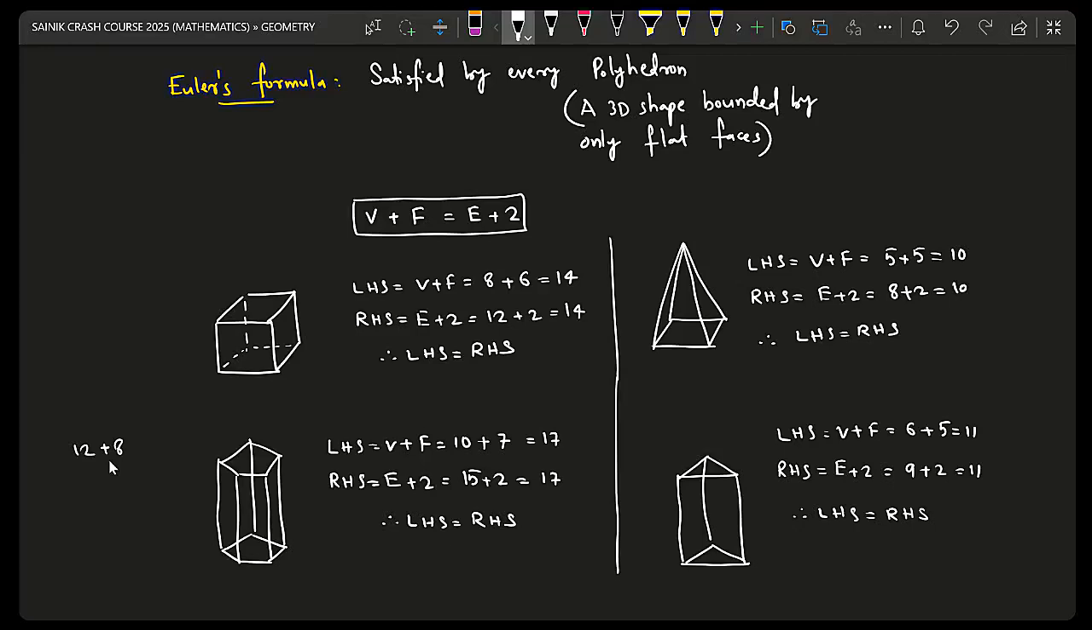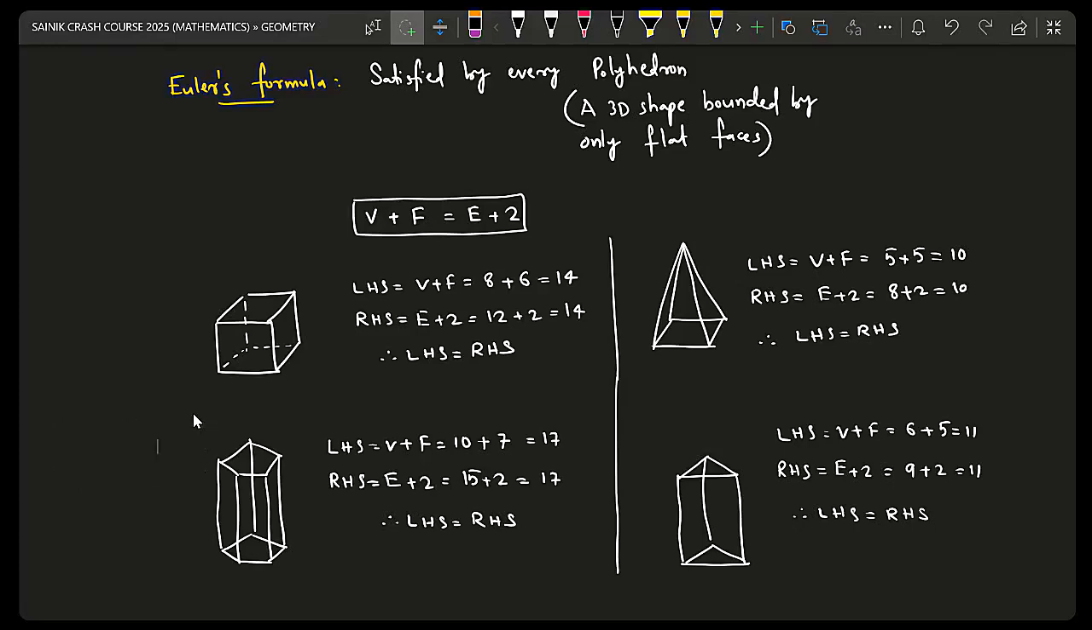Top is a face, bottom is a face, lateral there are 6, total 8. Now E plus 2, how many edges are going to be there? Bottom 6 edges, top 6 edges, lateral 6 edges. 6 plus 6 plus 6 is 18, plus 2 is 20. Are they equal or not? Yes, sir. So 20 equals 20. I hope you understood now, for every polyhedron it is satisfied.